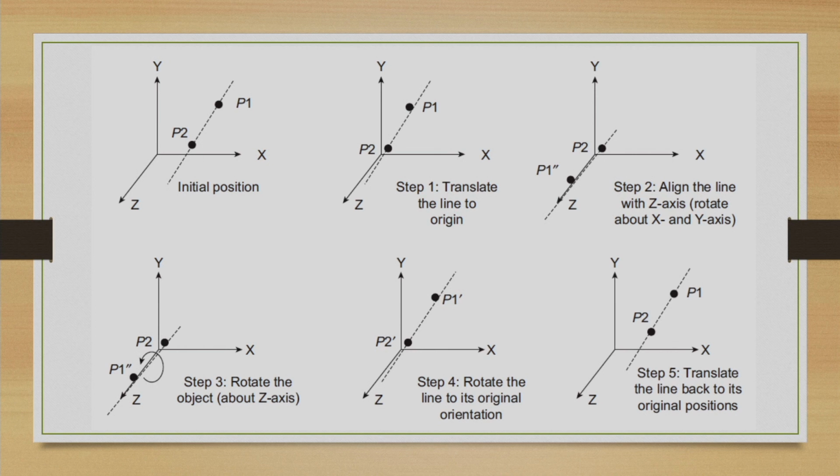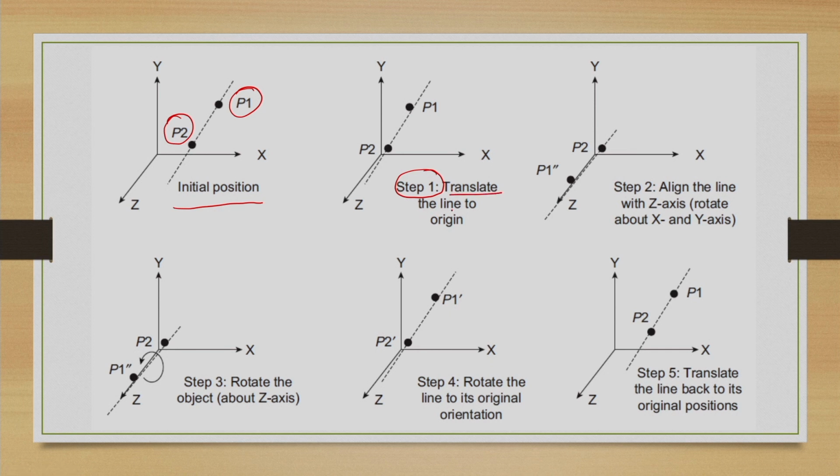The idea is illustrated in this series of steps. So, this top left figure shows the initial situation where P1 and P2 define the axis of rotation represented with the dotted line with respect to the 3D reference frame or coordinate frame. Now, in step 1 what we do? We translate the line to the origin.